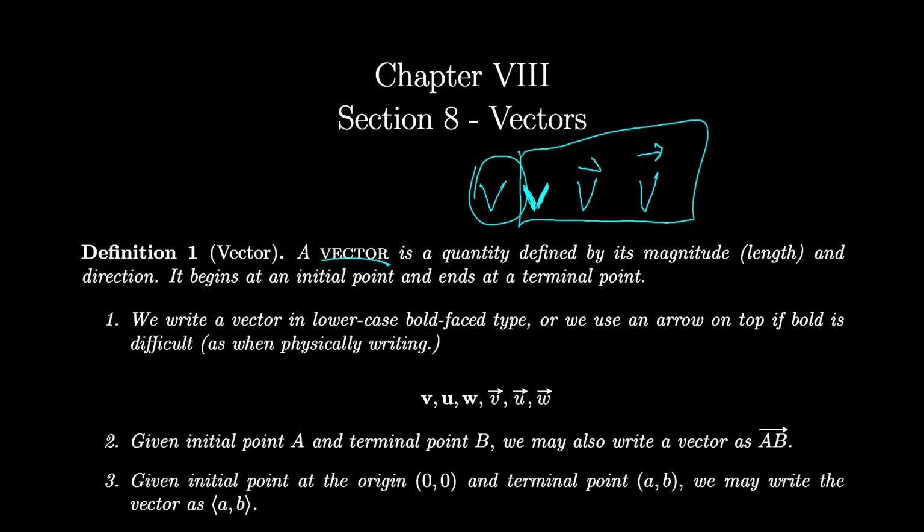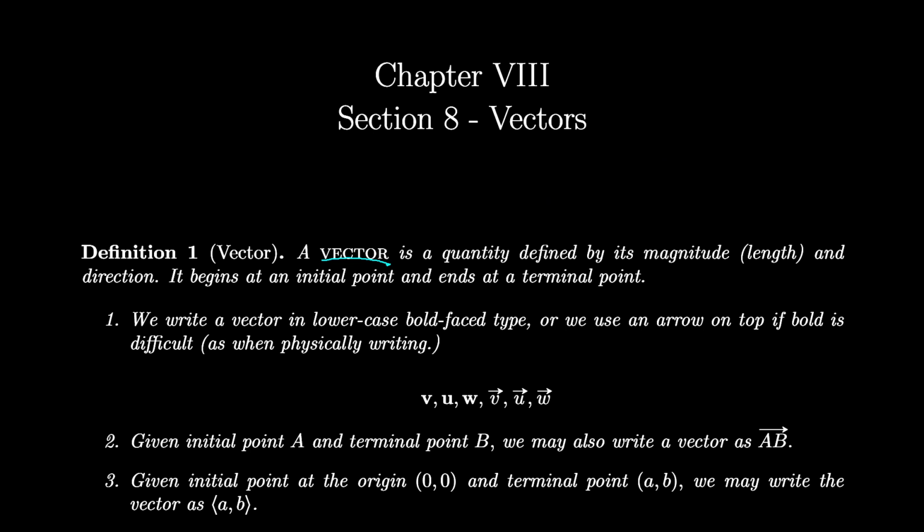All right. The second thing is, given an initial point A and a terminal point B, we may also write a vector as vector AB. This is also read as vector V, vector U, vector W. And then given an initial point at the origin, 0, 0, and terminal point A, B, we may write the vector as, and then we use these special braces, ⟨A, B⟩. And all that means is that it goes to AB from the origin, and we'll talk about that more later.